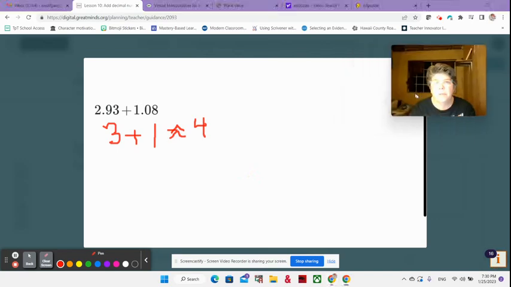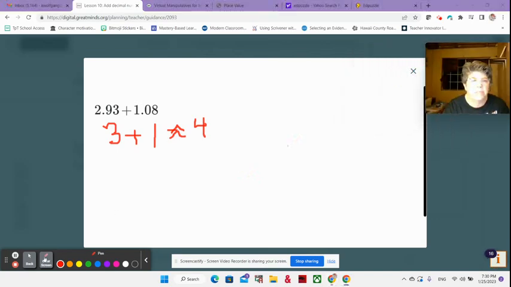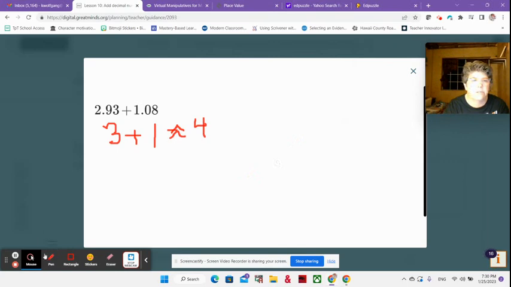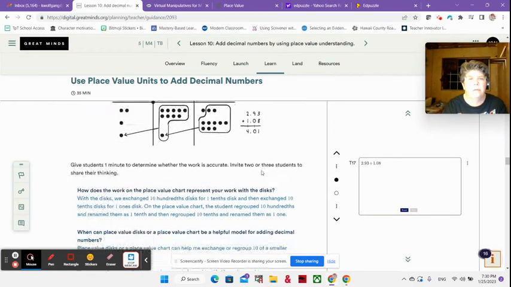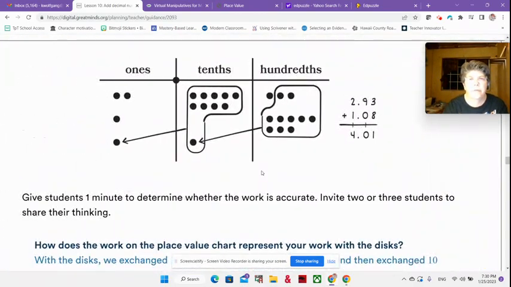So I'm going to use my place value discs. Sorry, trying to clean the screen here. There we go. I'm going to use my place value discs. Let's go back to there. All right. And I have 2 ones and 3 ones altogether, right? And then I have 9 tenths and 8 hundredths.